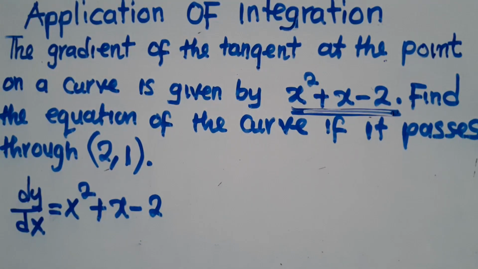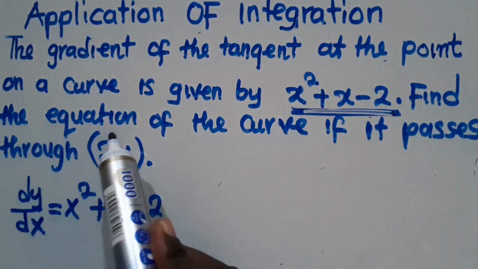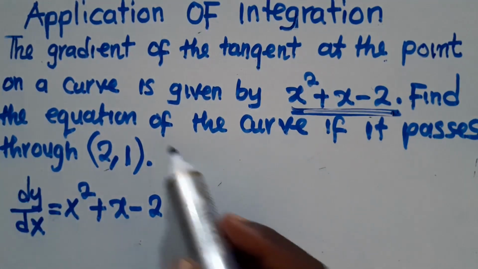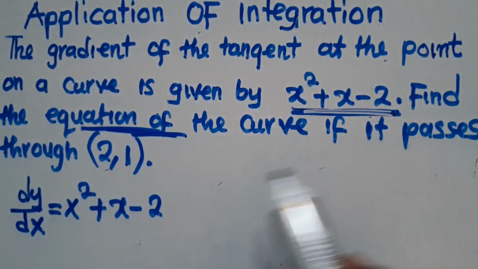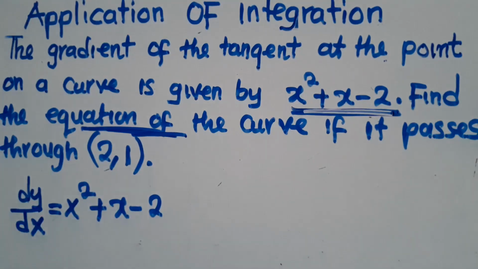So now, how can you answer this particular question? What are some of the things that you are supposed to do? Find the equation of the curve, if it passes through (2, 1). We are told to find the equation of the curve. So the first thing that we need to do in this case is to integrate what we are given.